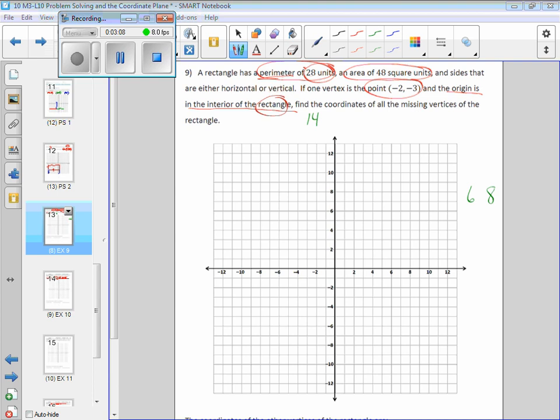What else? There's more than 6 and 8. What else can it be? Go ahead, Nick. Say it again. 2 and 24. What else? This is kind of like when we were doing factors. 4 and 12. I'm going to list the smaller number first. What else?